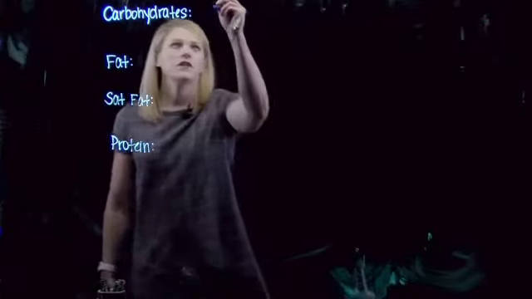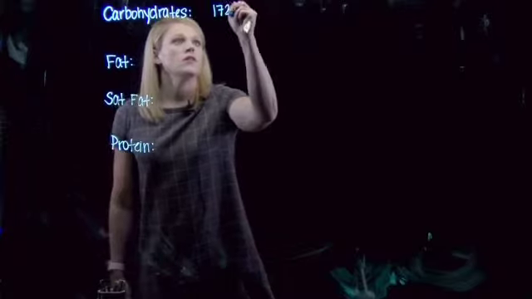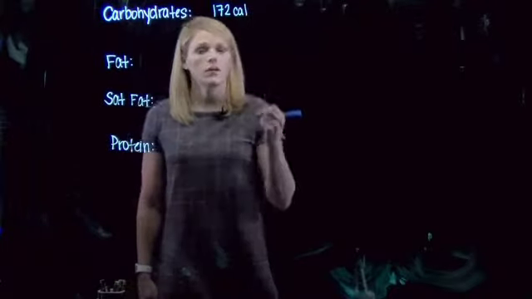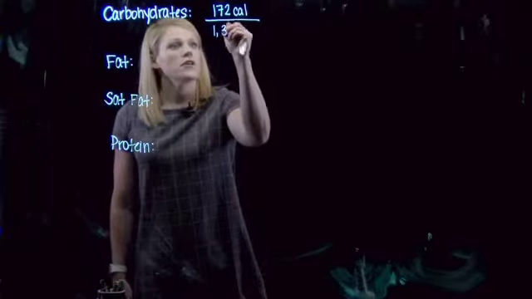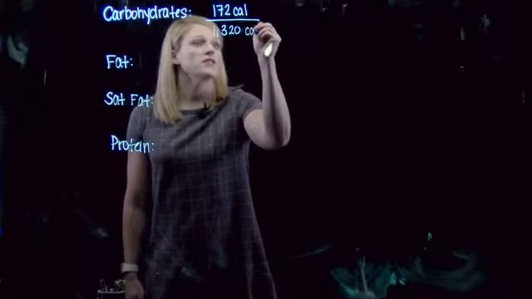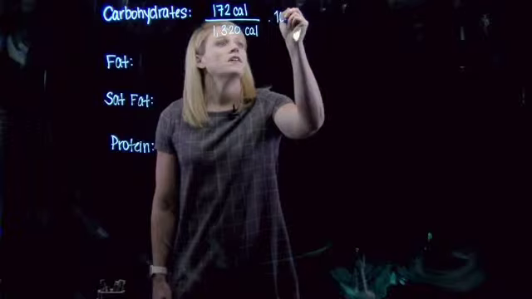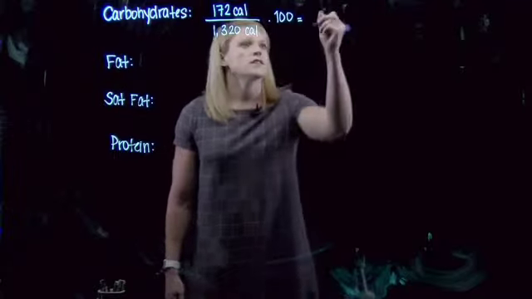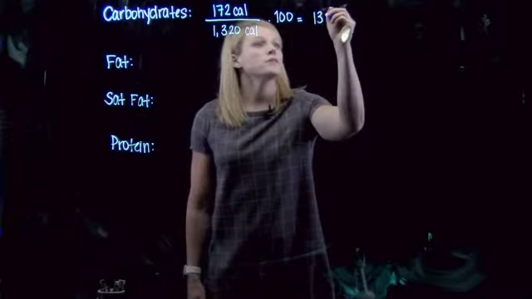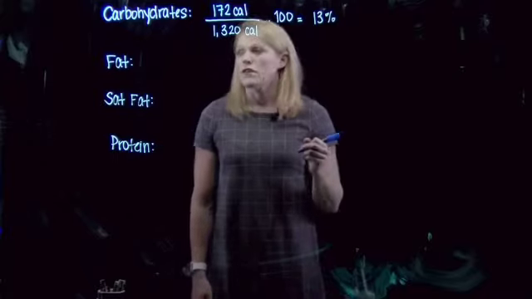So let's look at carbohydrates first. We saw that there was 172 calories of carbohydrates in the coffee cake. We're going to compare that to her 1,320 calories of carbohydrates that she should eat on a daily basis. I'm going to times it by 100, and that's going to give us the percentage of her daily carbohydrates that are in this coffee cake. That's going to tell us that she's consumed about 13% of her daily intake of carbohydrates.